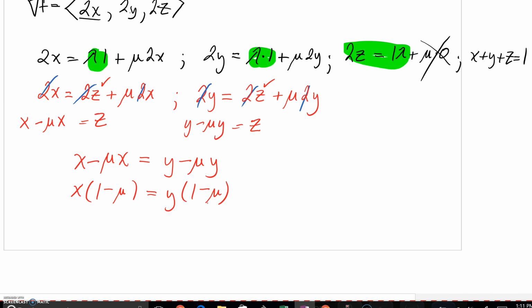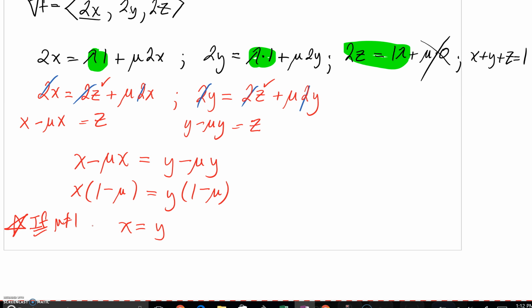Any observation? We could cancel out a 1 minus mu as long as mu was what? Not equal to 1. So here's the big star. If, big if, mu is not equal to 1, then we get x is equal to y. It's like dividing those out. That's a very huge condition.